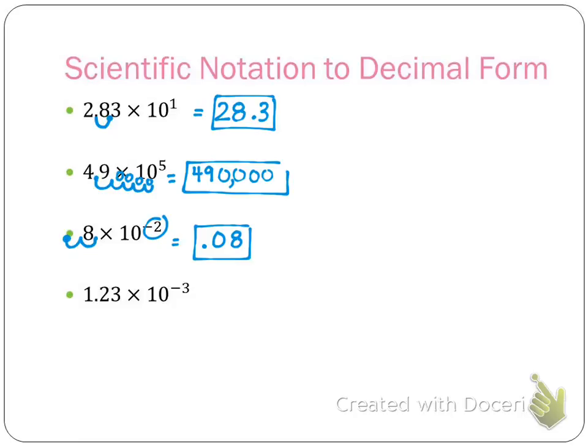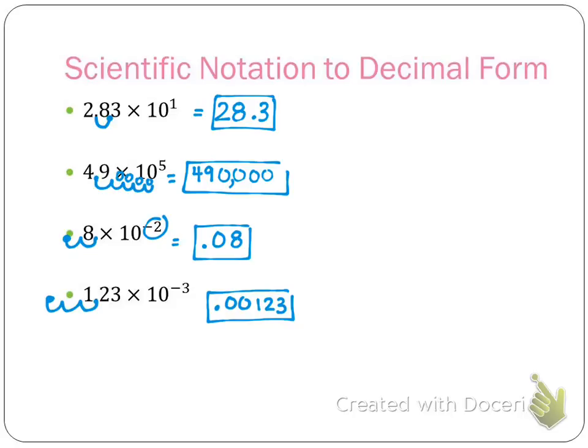Now I look at the next problem, 1.23 times 10 to the negative third power. So I'm going to move 3 times, and I'm going to go to the left, 1, 2, 3. So my decimal, I have 0.00123. Here's my answer in decimal form. So that's how we do scientific notation to decimal.